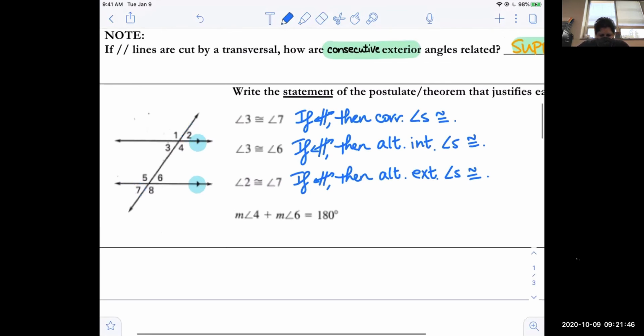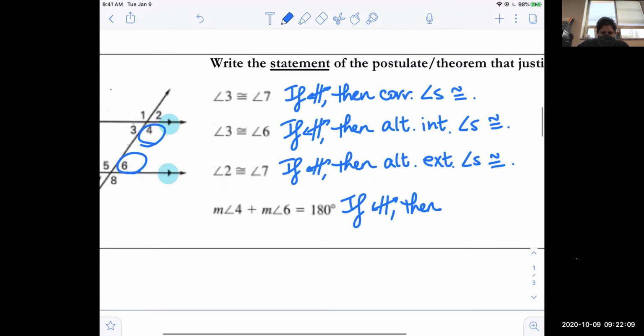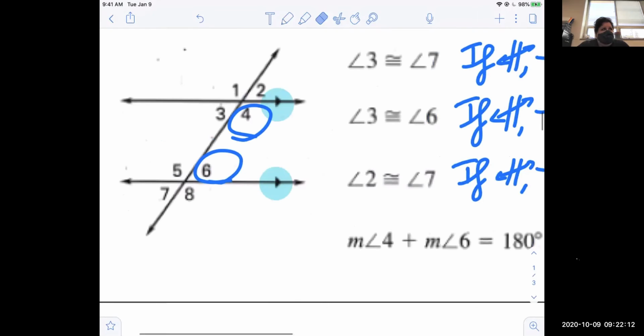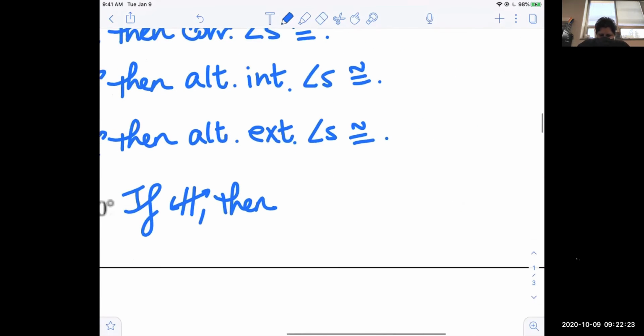Okay, and then how about 4 and 6? Meg, how about that one? They're on the same side of the transversal. So they are interior, but they're what? Yeah, they're consecutive interior. Okay, so if parallel lines are cut by a transversal, then consecutive interior angles are supplementary.